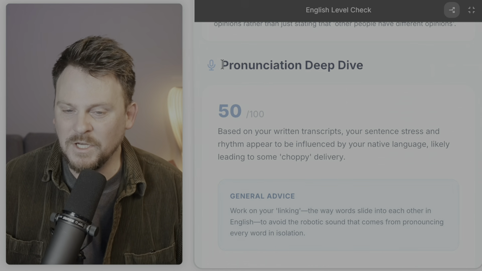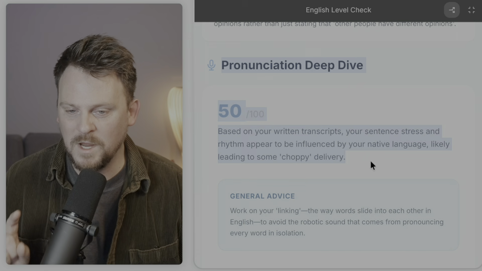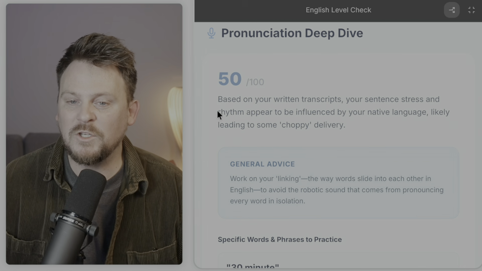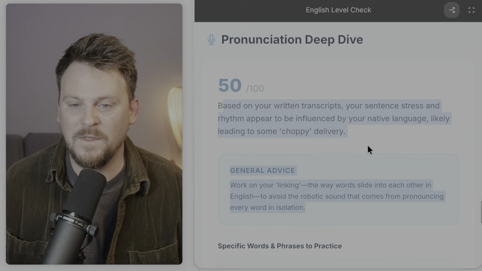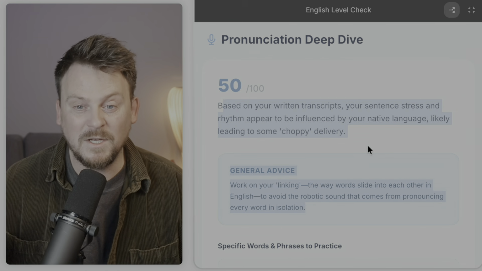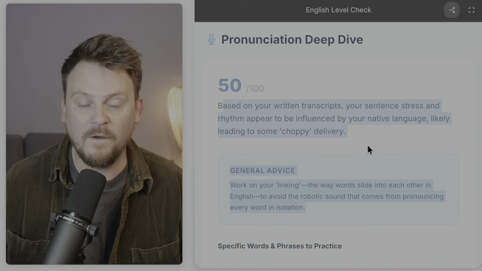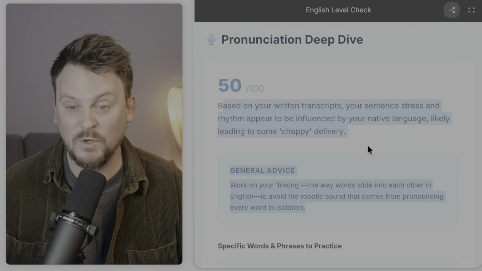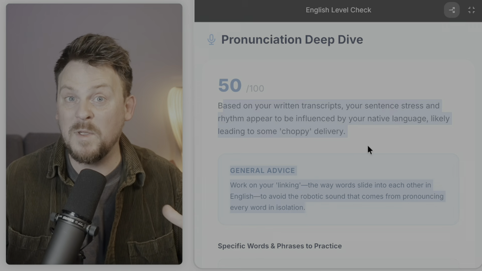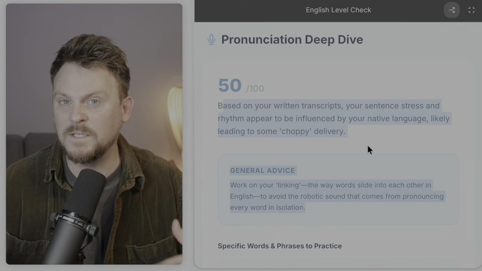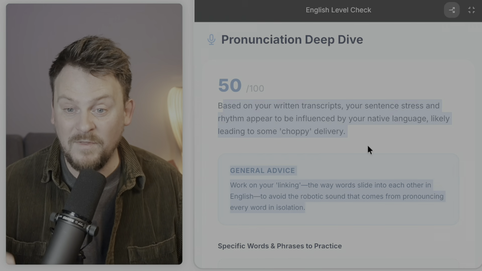Now, for pronunciation, this is my current work in progress. This is currently just based on the transcript. I'm currently working on this, and I think what I want to do here is combine a version of the pronunciation evaluation tool that I built before. I did that in another video. Feel free to check that out. Many people have made copies of it or done similar things. I want to combine that with this.